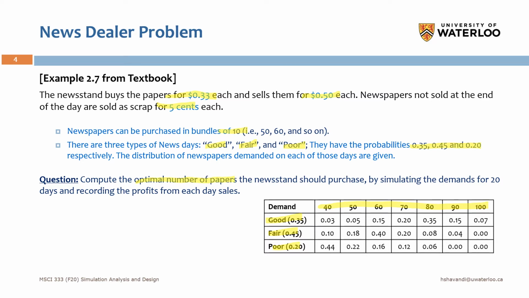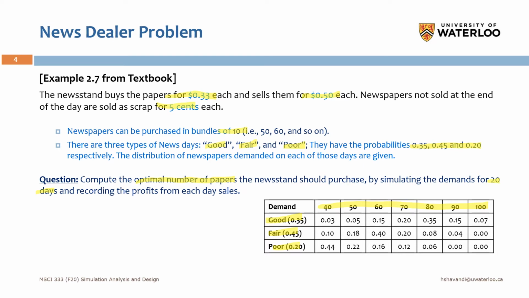Optimal number of papers the user should purchase by simulating the demands for 20 days. Okay, so this is our question, and as you see here, we are asking about the optimal number of papers. So how can we obtain the optimal number of ordering through simulation?